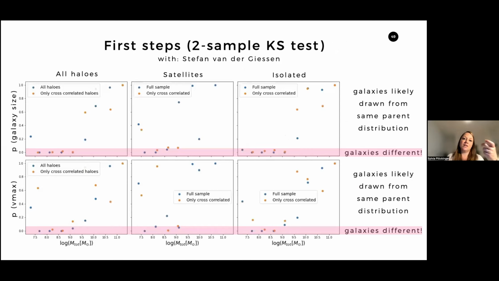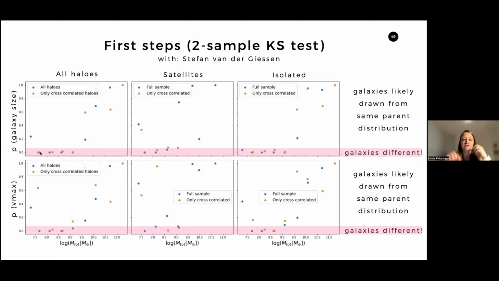And now we can do a two-sample Kolmogorov-Smirnov test. This is a test that shows you how likely it is that two galaxy populations are drawn from the same parent distribution. Meaning, if your p-value is above 0.05, then it is very likely that these two galaxy populations are drawn from the same parent distribution, so you can't distinguish them. But if they have very low p-values, then this likelihood is very small, and that means that these two galaxy populations are intrinsically different.